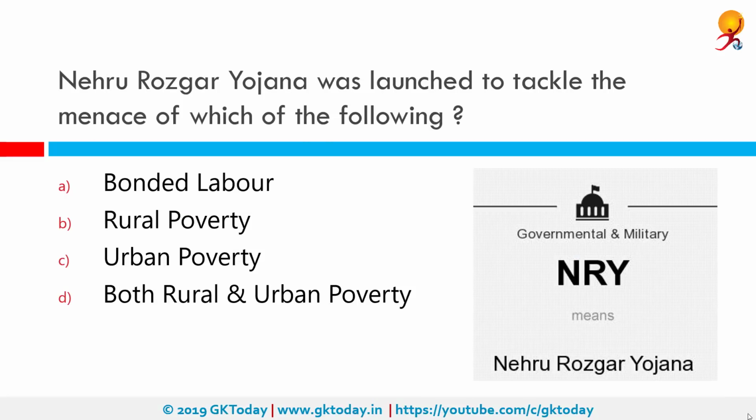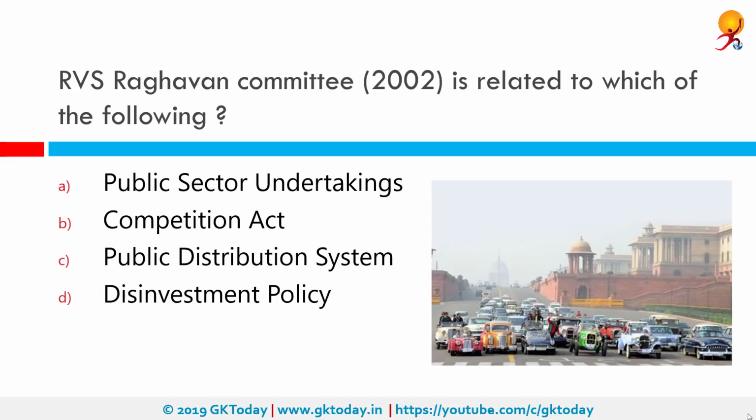Nehru Rozgar Yojana was launched to tackle the menace of which of the following? This was to alleviate urban poverty. So this is the urban wing of another rural wing, which was to alleviate rural poverty, which was Sampurna Gramin Rozgar Yojana.